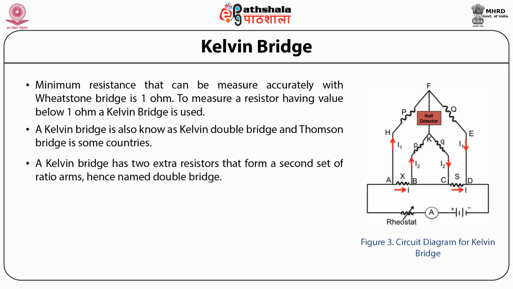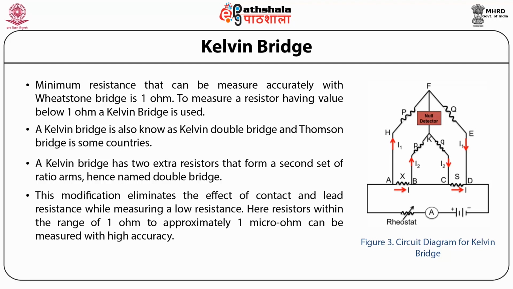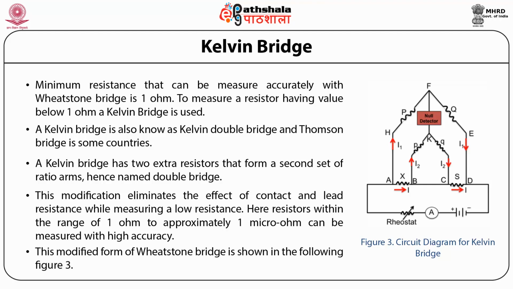A Kelvin bridge has two extra resistors that form a set of ratio arms, hence named double bridge. This modification eliminates the effect of contact and lead resistance while measuring a low resistance. Here, resistors within the range of 1 ohm to approximately 1 microohm can be measured with high accuracy. This modified form of Wheatstone bridge is shown in figure 3.